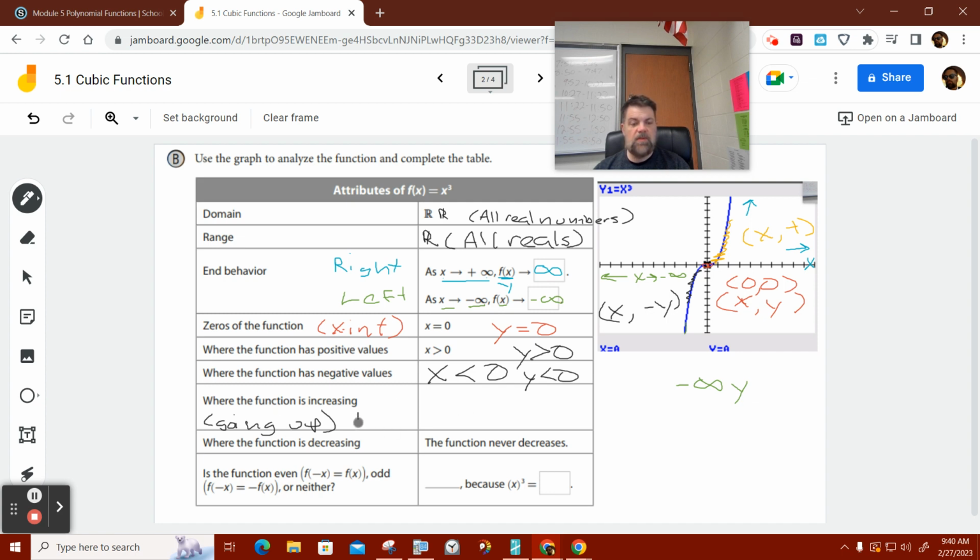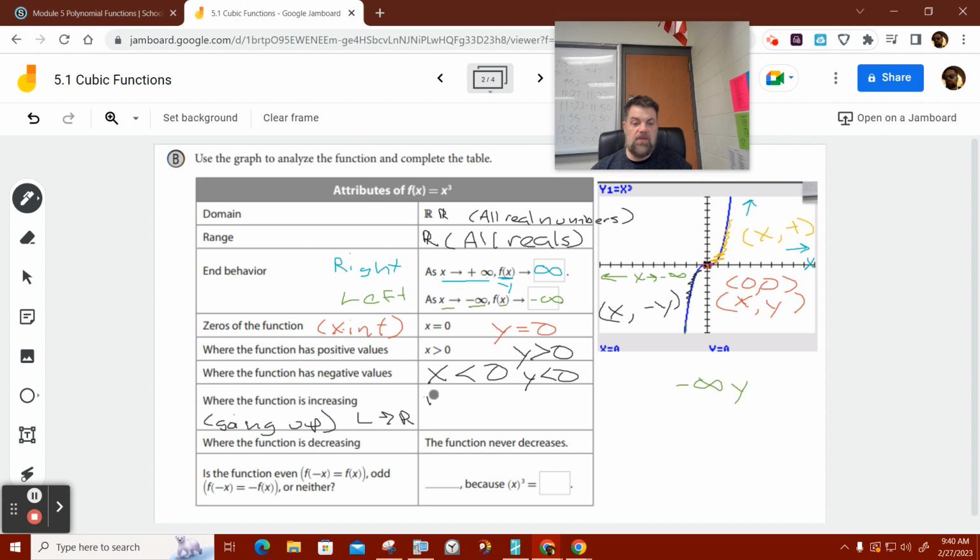Now, this is done from left to right. So you start with the furthest part of the graph to the left. Now, it's going to start over here at negative infinity. And it keeps going up. It's always increasing. You read it like a book, left to right. That's an R, not a P.